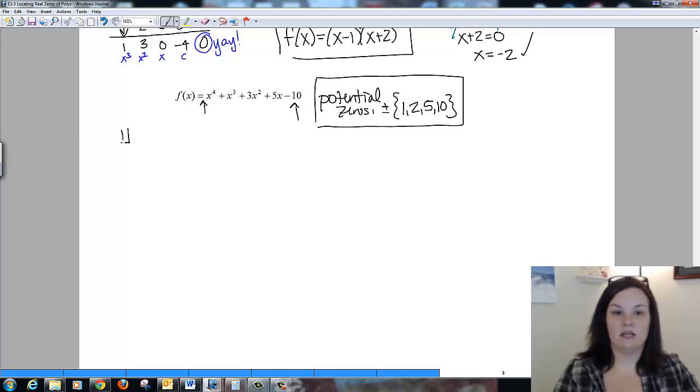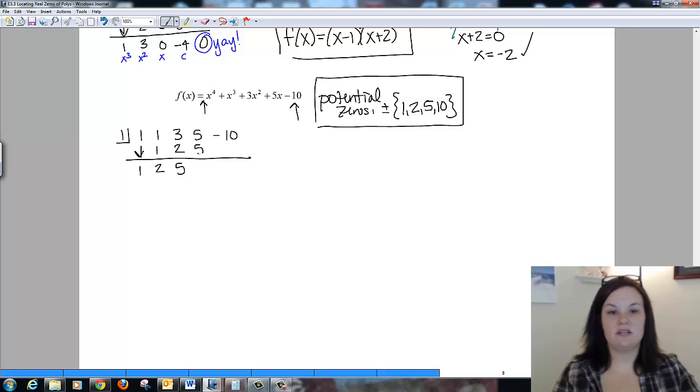So I'm going to go ahead and plug in a 1. When I plug in a 1, I have 1, 1, 3, 5, negative 10. Bring down my 1. 1 times 1 is 1, which combines to 2. 2 times 1 is 2, which combines to 5. 5 times 1 is 5, which gives me a 10. 10 times 1 is 10, which gives me a 0. So that's good. That wasn't too bad. So yay, we found one that works.